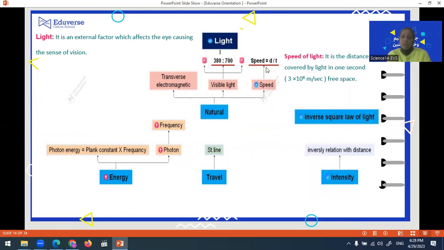What is the speed of the light? The speed of the light, as we know, is the distance covered by the light in 1 second. And in free space, this velocity will be 3 times 10 to the power 8. This is the speed of the light.